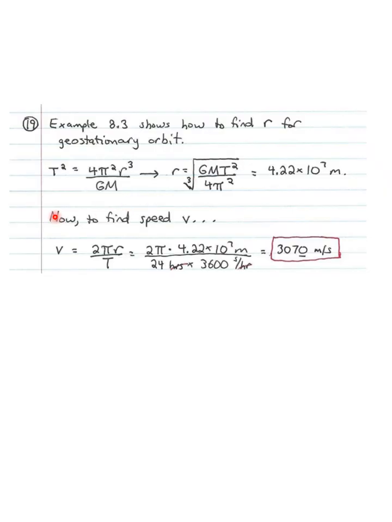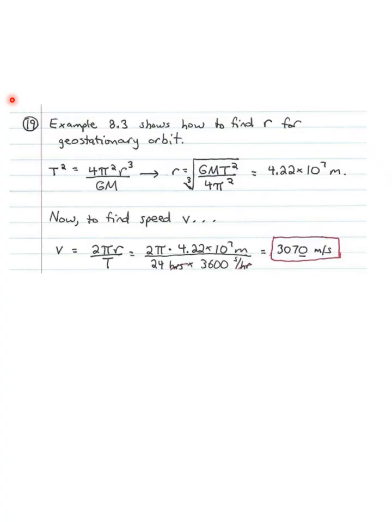get this equation, which is Isaac Newton's version of Kepler's third law, this relationship between period squared and, when Kepler was talking about it, the semi-major axis cubed. That's going to be the radius of the orbit. And let's solve it for r. R is the cube root of all those things. And so we get that the radius is 4.22 times 10 to the 7th meters. Okay, that was from example 8.3.